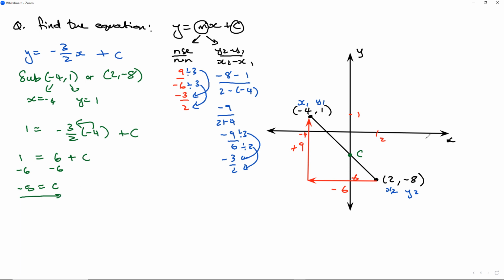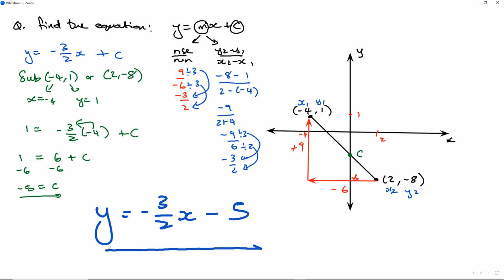And so my final equation for this is going to be given as y equals -3 over 2 x minus 5. Okay, and that'll be the final equation for this line.